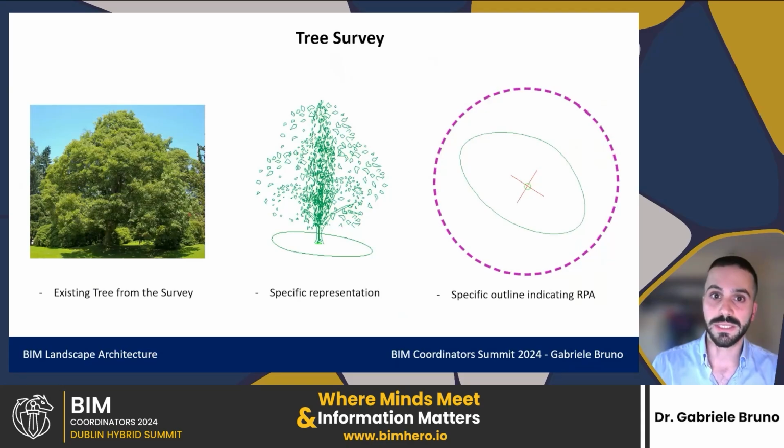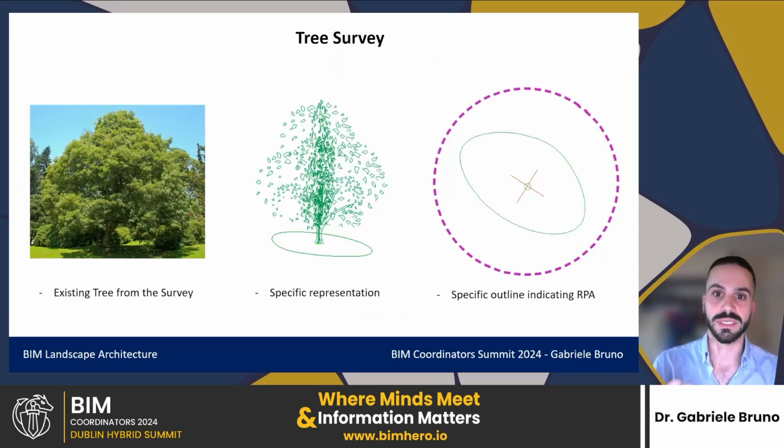Moving on, I decided that this methodology would be extremely useful even for tree surveys, so existing trees that we normally have to deal with when we start a project. From left to right, we have the existing tree photo. Then we have a specific representation with the root outline, which is the little green line around the tree, and the root protection area, the RPA, which is the dashed purple line. This is basically the area that you have to keep clear and not do anything in if you want the trees to survive.